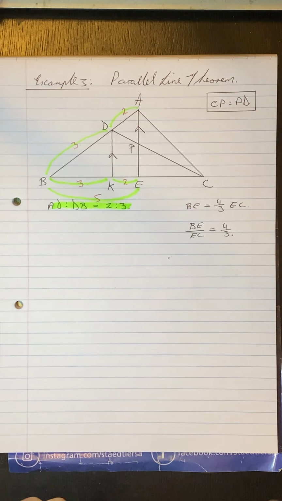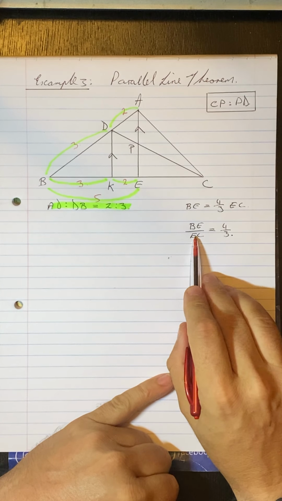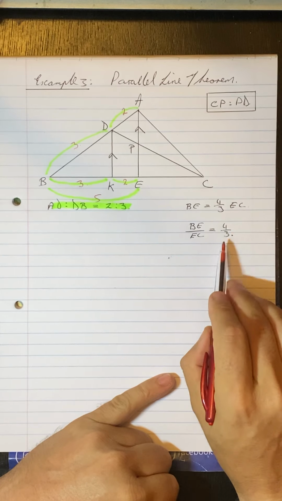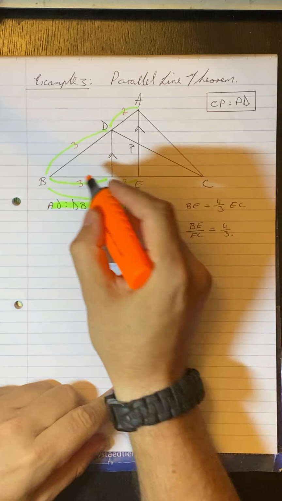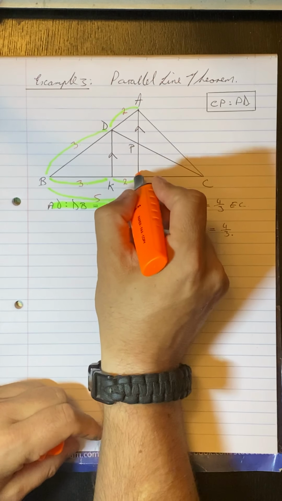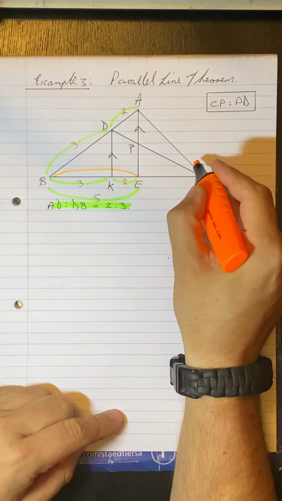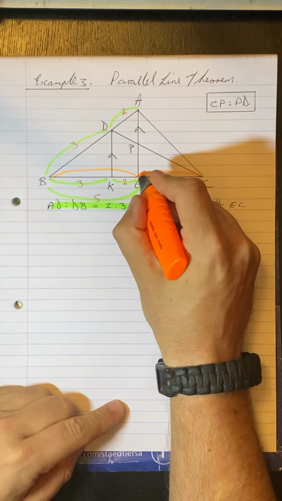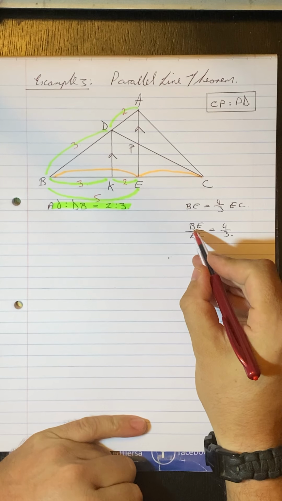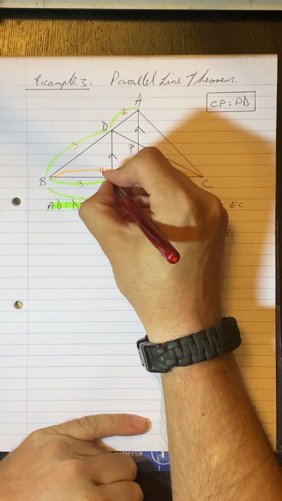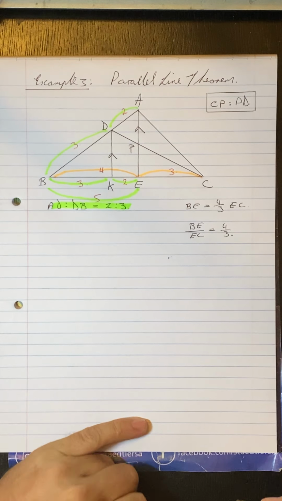Now, if I focus on this one here, all I've done is divide by EC, and I get BE to EC is 4 to 3. What they're talking about here is BE, which is this one over here, and EC, which is that one over there. So BE is 4, and EC is 3.